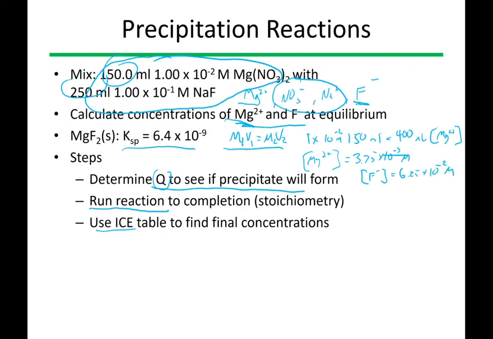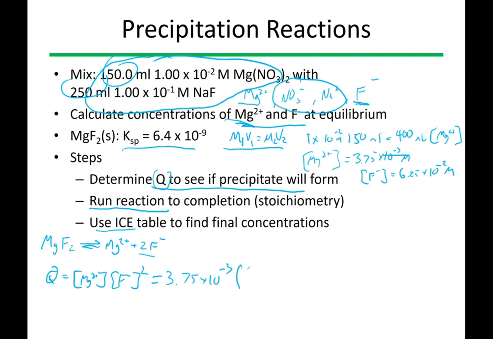So to calculate Q, we'd need the equilibrium expression for this reaction. Since we have 2F minus, that would mean that Q is equal to the concentration of magnesium times the concentration of fluoride squared. Plugging in our numbers from before, this gives us 3.75 times 10 to the negative third times 6.25 times 10 to the negative 2 squared. And this is going to be equal to 1.46 times 10 to the negative fifth. This value of Q is greater than the value of K. So that means a precipitate will form.